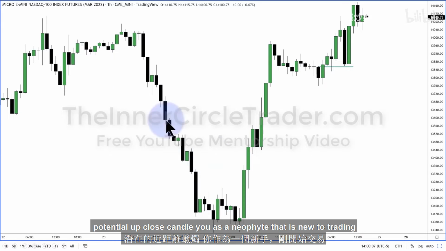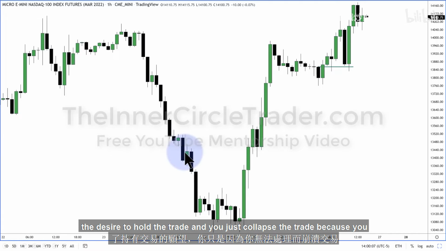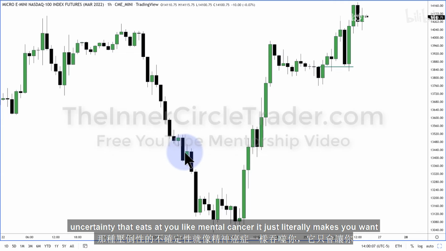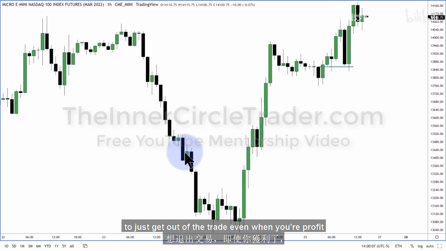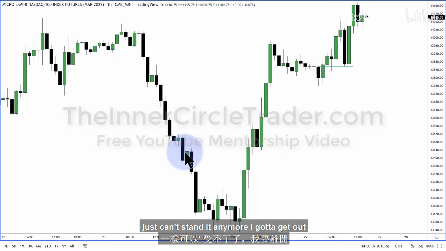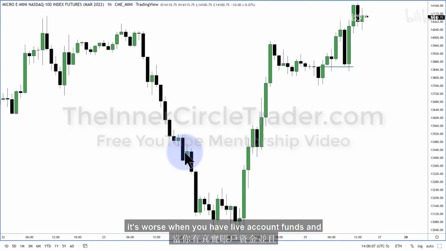So when you're bearish and you're watching the market go down and you see candles starting to form a potential up closed candle, you as a neophyte that is new to trading, these are the moments where you get scared and you basically snap yourself out of the desire to hold the trade, and you just collapse the trade because you can't handle it. It's that overwhelming uncertainty that eats at you like mental cancer. It just literally makes you want to get out of the trade, even when you're in profit. You ever feel that? The trade's profitable, and you're like, I just can't stand it anymore. I got to get out. You're making money. Your trade is profitable, quote unquote, in a demo.